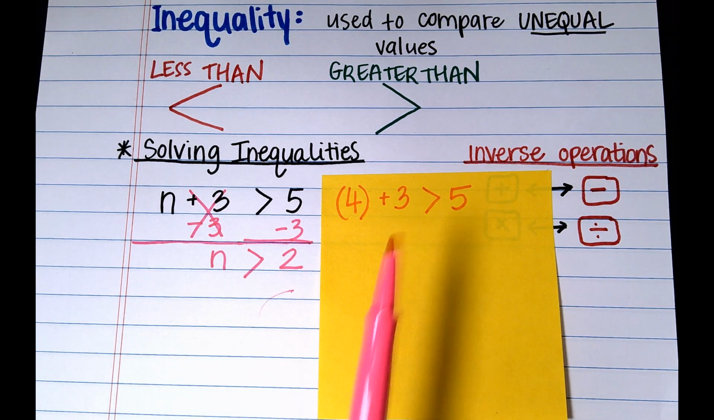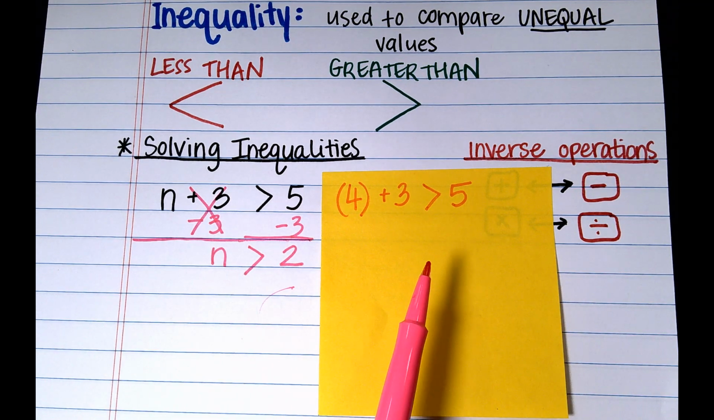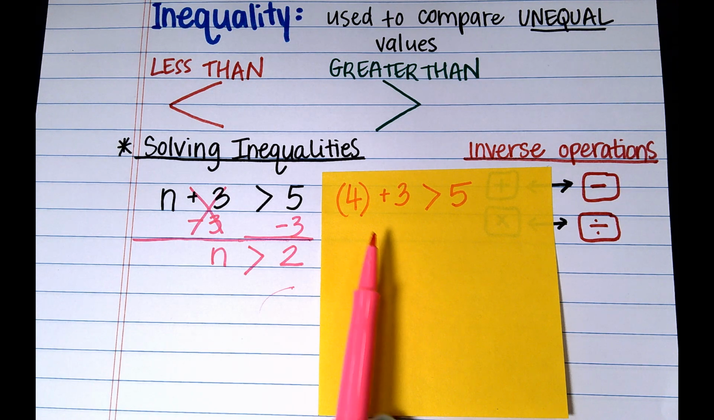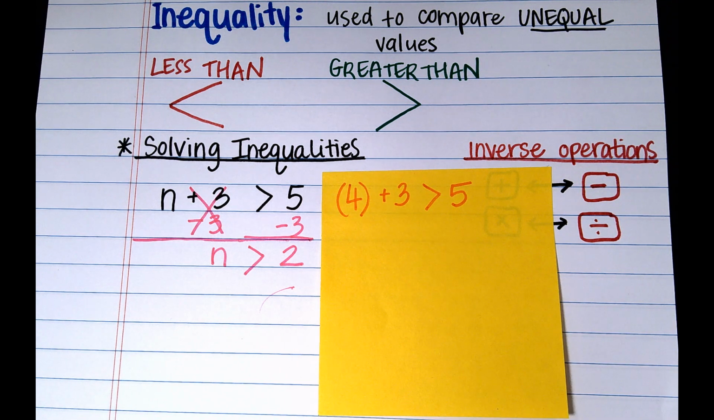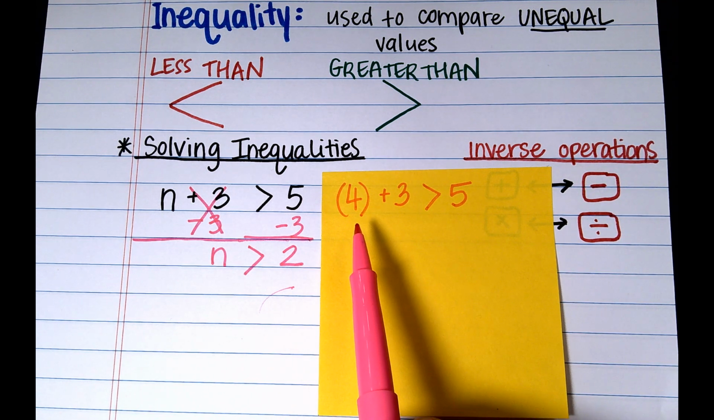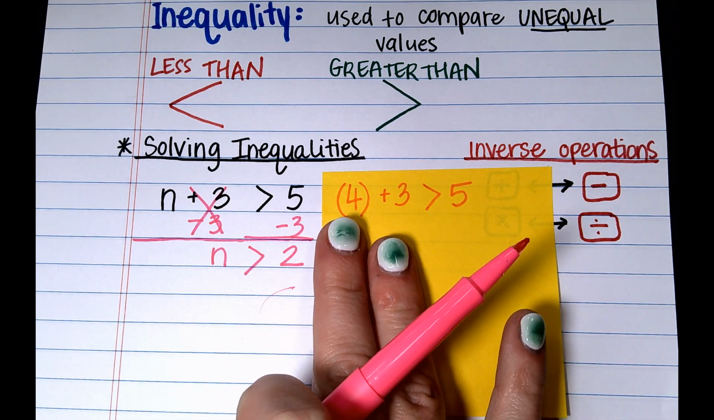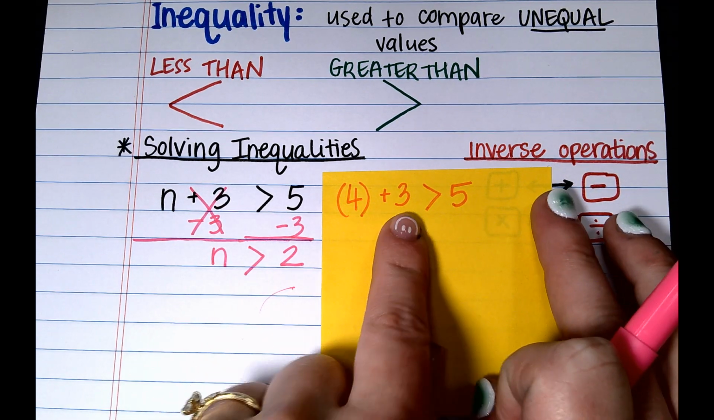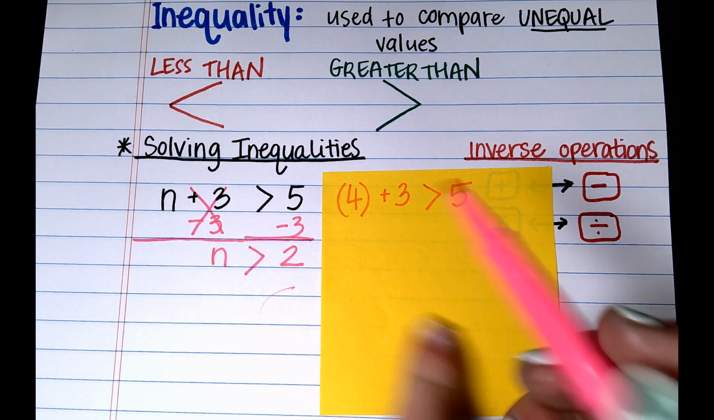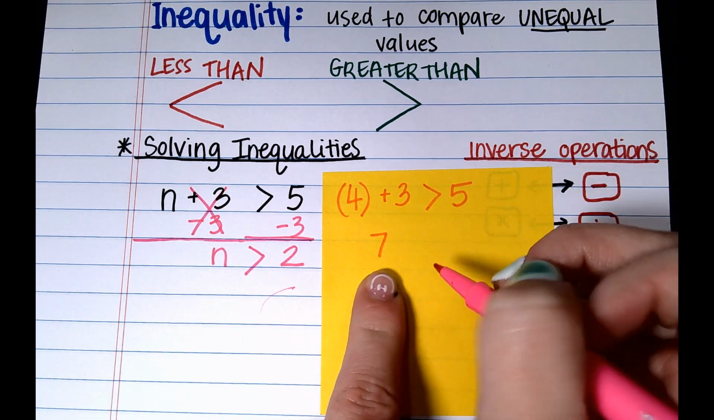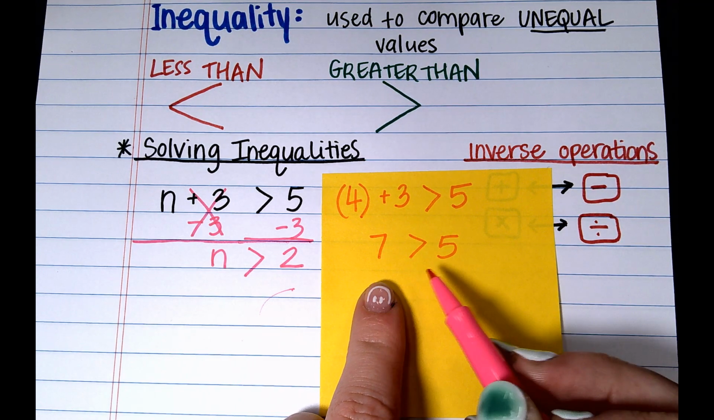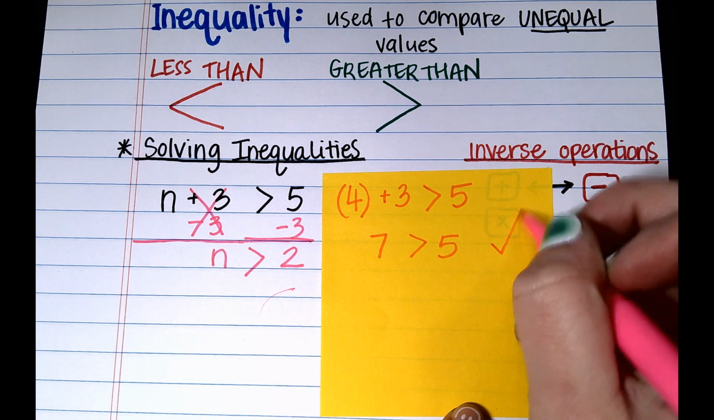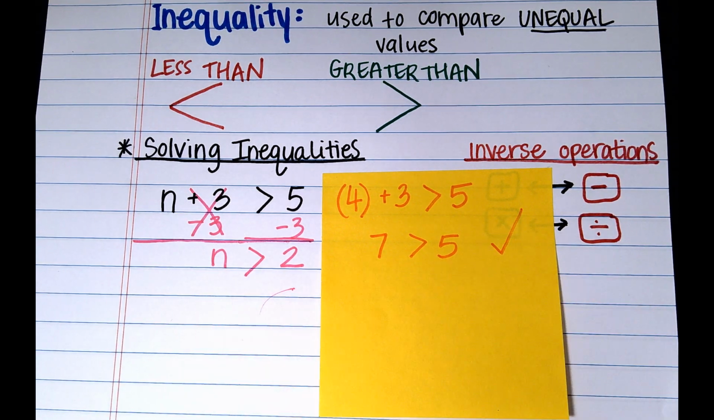Okay, so what would I do next? I only have the parentheses here to show that this used to be n and I replaced it with 4. So we're not solving for n anymore. Now I'm just trying to see, is this true? Is 4 plus 3 bigger than 5? What is 4 plus 3? 7. That's what we needed. 7 is greater than 5. And now we ask, is this true? Yes. It is true. So we know that's going to work.